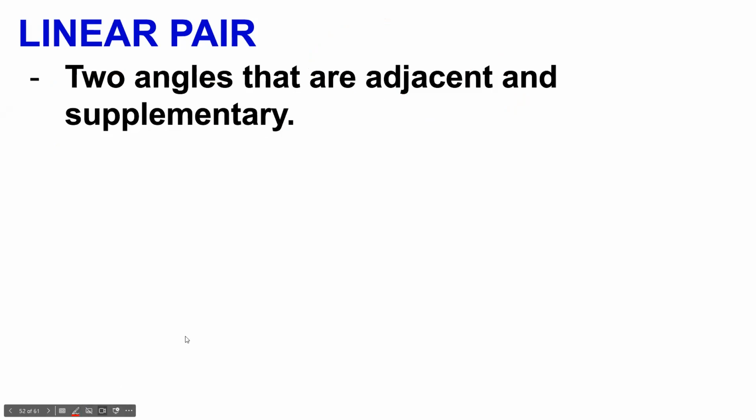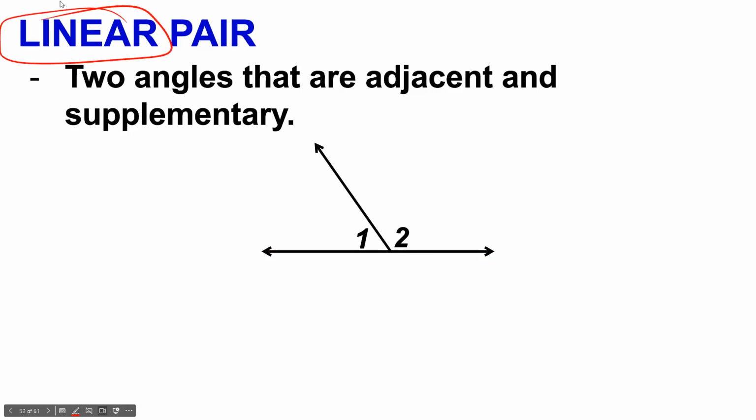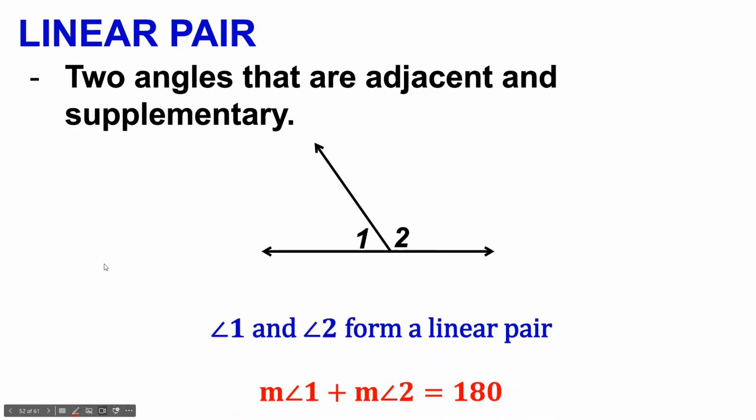So let's have here as an example. Angle 1 and angle 2 form a linear pair. How is that? There is this line and another ray here that makes two adjacent angles. And where is the line from the word linear pair? The line that was formed is this side. Okay? So therefore, they should be adjacent and supplementary.